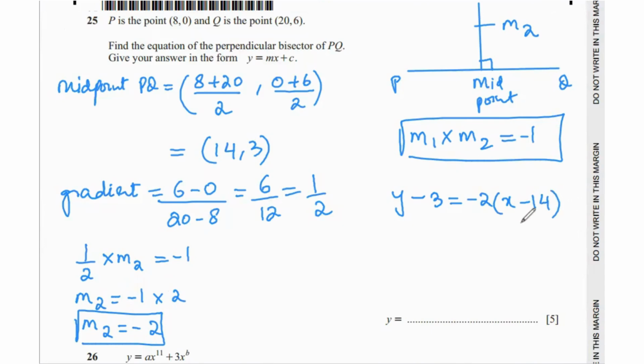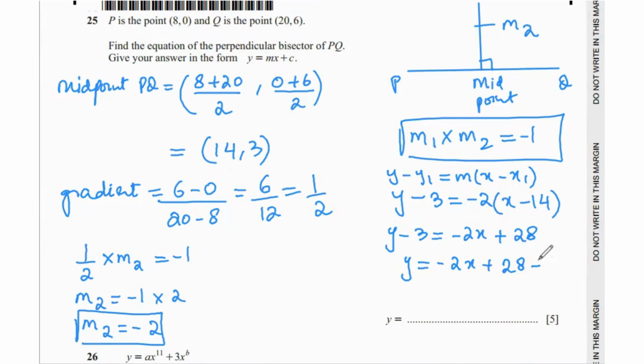I'm using point slope form, which is y minus y1 equals m times x minus x1. You have a point, you have a slope, so we can use this to find the equation of the line in y equals mx plus c. So y minus 3 equals negative 2x plus 28. y equals negative 2x plus 28 plus 3. So that gives us y equals negative 2x plus 31. That is the equation of the perpendicular bisector of PQ in slope-intercept form.